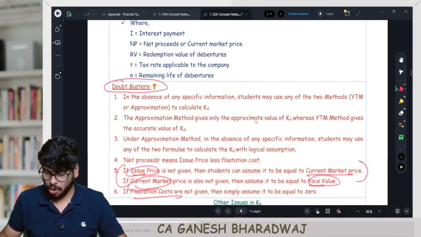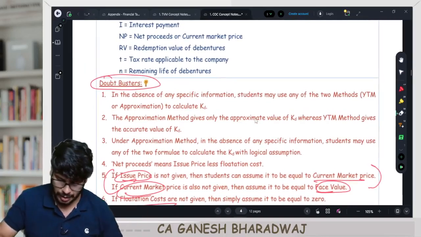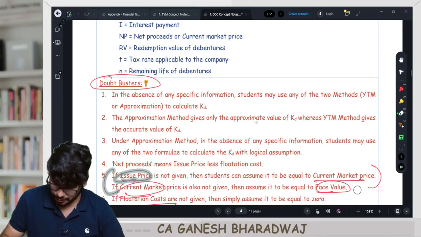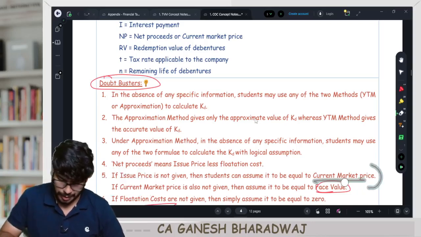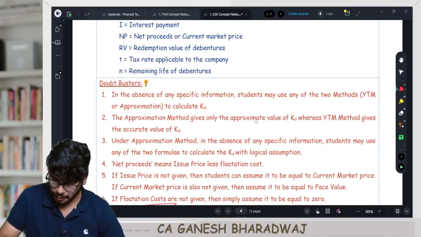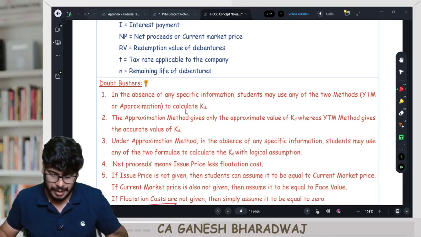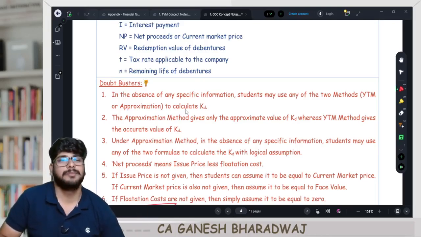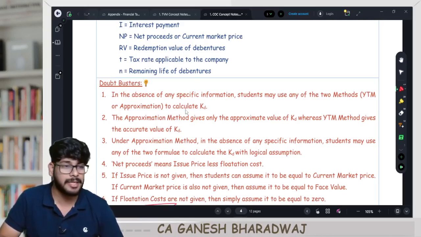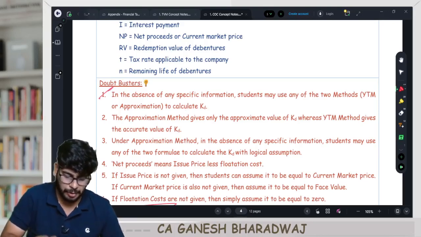Now let's go to some common doubts that students have in this area. Now, suppose they have given the question, calculate KD. Sir, should I use IRR method or should I use formula method? You can take any method in the absence of information. Preferably use a formula method to save time. Clear? That is about the first doubt buster.